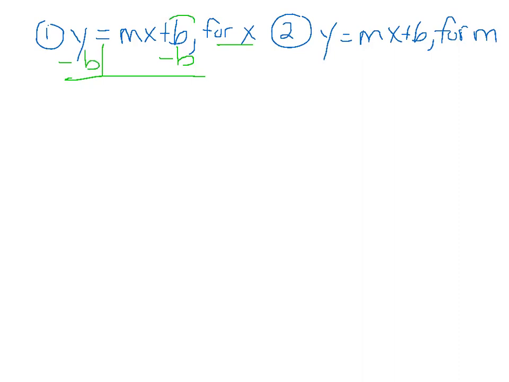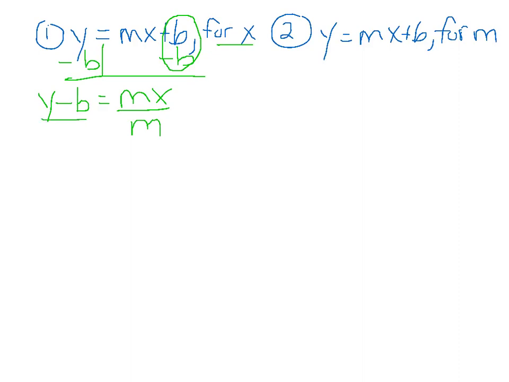On the right, when you put these together, that gives you 0, so we have just mx on the right. On the left, those are not like terms, so we can't combine them, so we have to leave it as y minus b. We're still trying to get x by itself. Look what's happening to it now. It's being multiplied by m. To undo that, or do the opposite of that, we're going to divide by m.